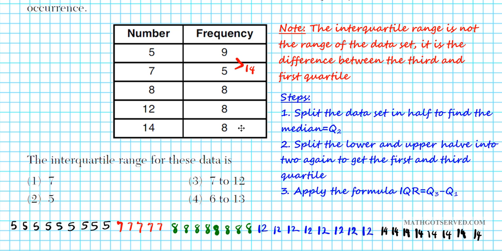And then you have 3 8s. 8 times 3 is 24. And then if you add 14 and 24, you have 38. So we have a total of 38 numbers here, okay?